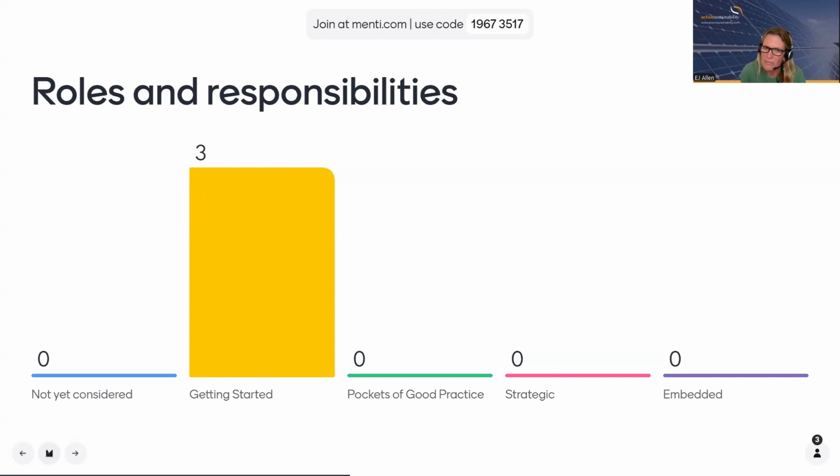At this level, at pockets of good practice, I would expect procurement and supply chain teams to also have been assigned a role in managing and mitigating the risk. Okay, let's think about strategic.